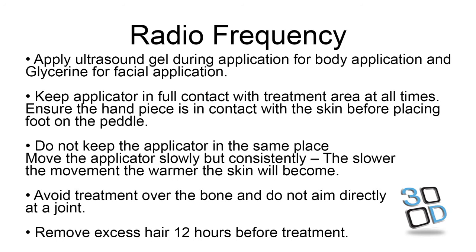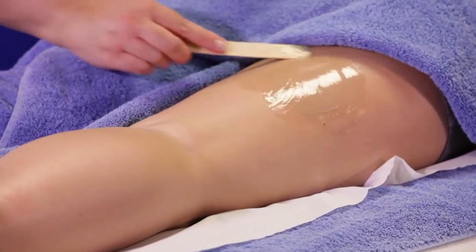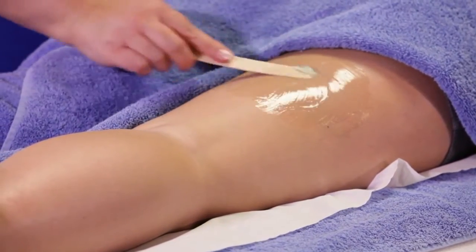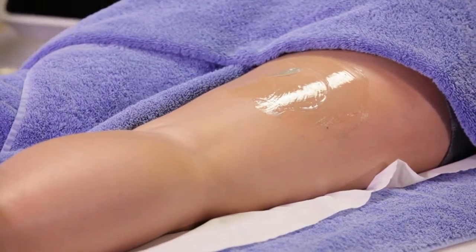So now we're going to do radio frequency. The radio frequency you can use either 6 pixel or 4 pixel. Because of the area we're going to be treating, we're going to start with 6 pixel radio frequency. With the 6 pixel radio frequency, you need to apply a nice layer of gel on the area that you're working, but not too thick. You want just a nice thin film.